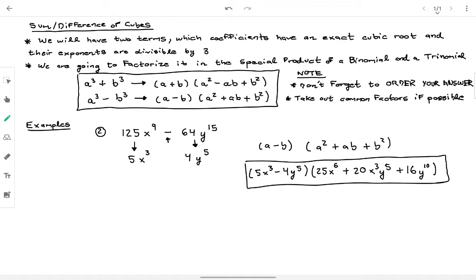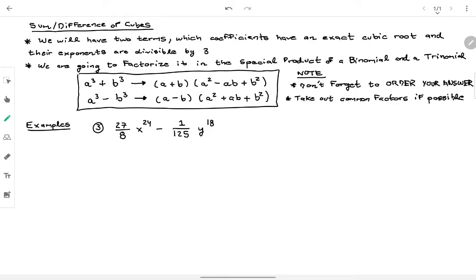So let's go with another exercise of sum or difference of cubes. In this case we have fractions, but it's the same because the numbers have a specific cubic root and the powers are divisible by 3, so let's check. On this one, we need to look for the cubic root. 3 times 3 times 3 is 27. 2 times 2 times 2 is 8.